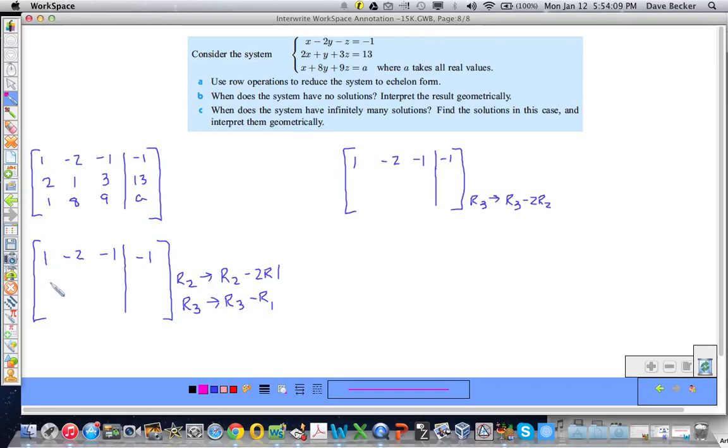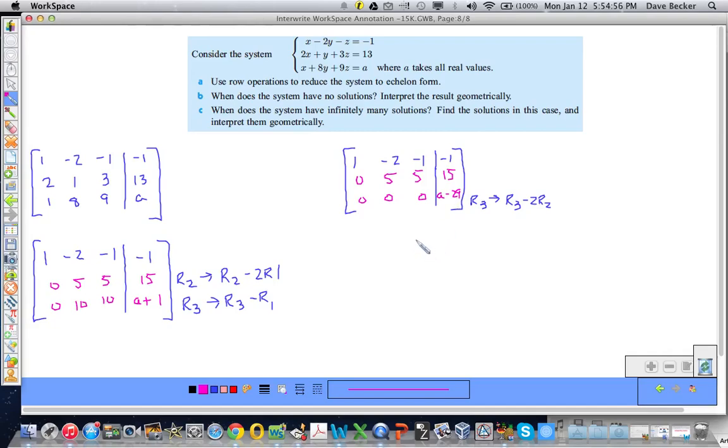This becomes 0, 5, 5, 15 by taking R2 minus 2R1. Again, the goal is to get this to be a 0. And then we get 0, 10, 10, and a plus 1. Okay, so I need a 0 here. So to do that, I'm going to take R3 minus 2 times R2. 10 minus 10 will give me the 0. So row 2 is going to stay the same, 0, 5, 5, 15. And then when I do this, I end up with 0, 0, 0, a minus 29.